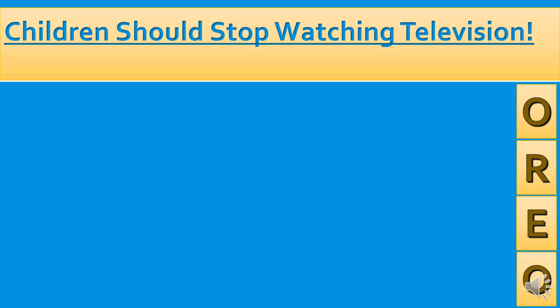I know you are a little bit confused. I want you now to see and focus on the whole sample of our persuasive paragraph. This is the title. Children should stop watching television. On the right side of the screen, you have the Oreo steps, O-R-E-O. Just to remember that O represents opinion, R for reason, E for example, and O for opinion. Let's start the sentences.